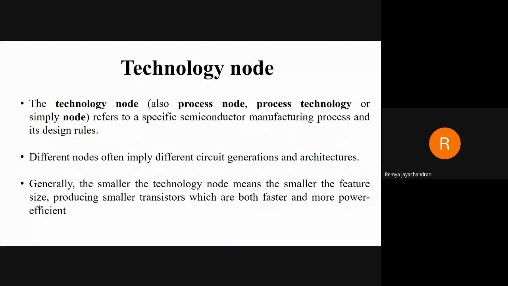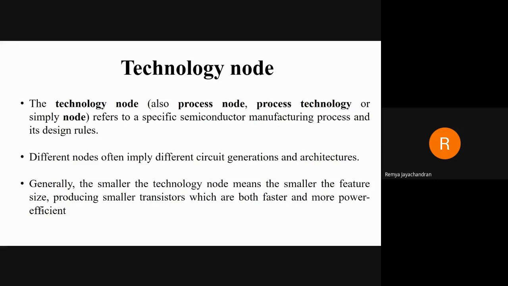Now we'll come to the technology node. What is a technology node? It refers to a specific semiconductor manufacturing process and its design rules. So you have seen the process node, the process technology, or the node you are working on. Different nodes imply different circuit generations and architectures.